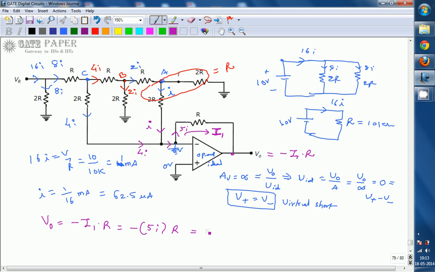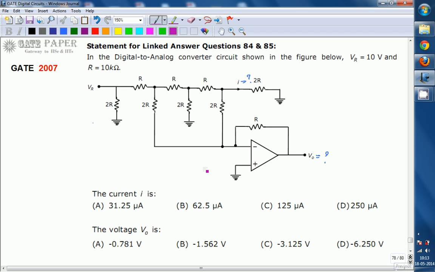So minus 5 times 62.5 microamperes into R, which is 10 kilo ohms. So the V0 value you are going to get is nothing but minus 3.125 volts. Minus 3.125 volts is going to be the answer for V0, whereas I is equal to 62.5 microamperes. So here the right answers are: current I is 62.5 microamperes, so B is the right answer. Voltage V0 is nothing but minus 3.125, which is nothing but C, the right answer. Thank you.